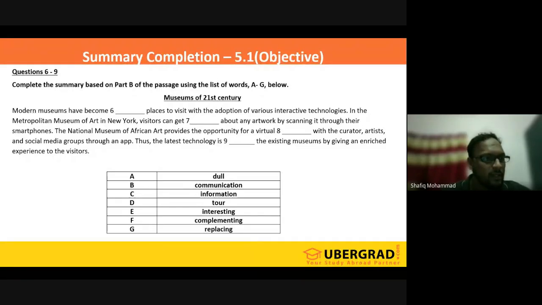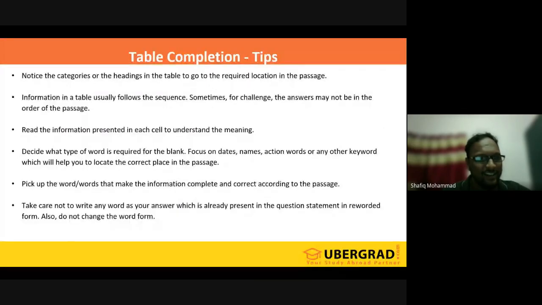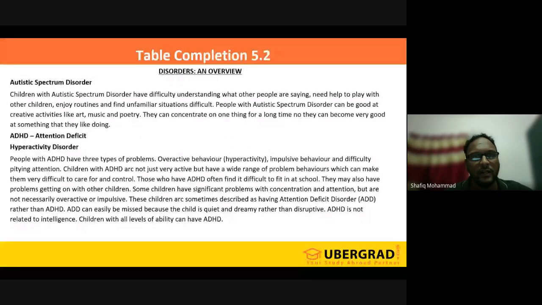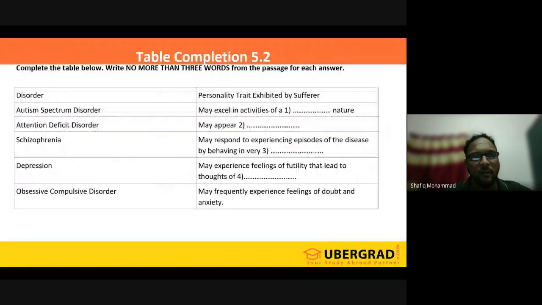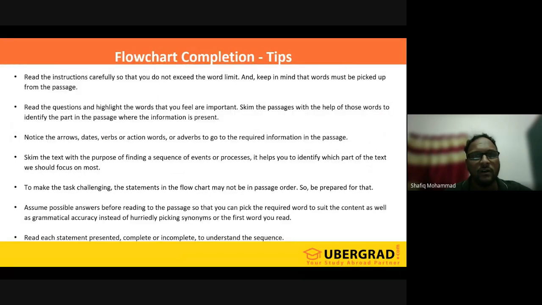I have a problem in list of headings. Yes, definitely, list of headings. You need to master it. When you know that you have a problem, when you know this is my negative, work on it a lot. That is the way you should do it. Work on more and more list of headings. Then the table, disorders and overview, we will do this as homework. 5.2, you can do it as a homework or an assignment.